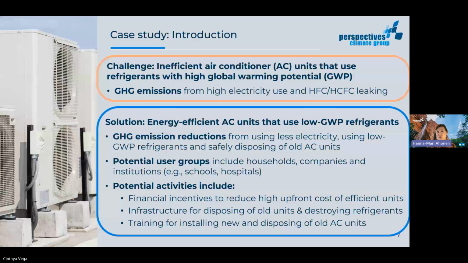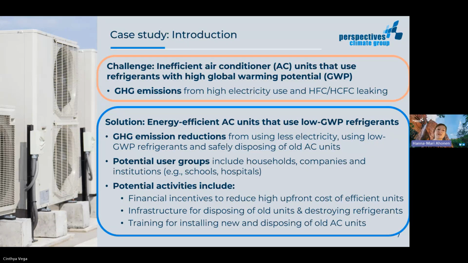And then they would reduce emissions in two ways. One, by using less electricity, and then secondly, by using lower global warming potential refrigerants in the first place. And then also for the old units, if they're safely collected and disposed of, you also reduce the amount that those units leak into the atmosphere. And then this kind of cooling or air conditioners could be for households.